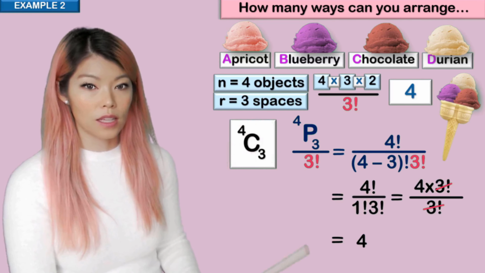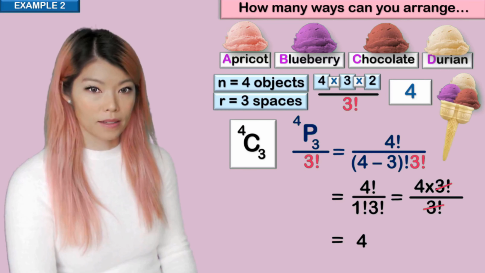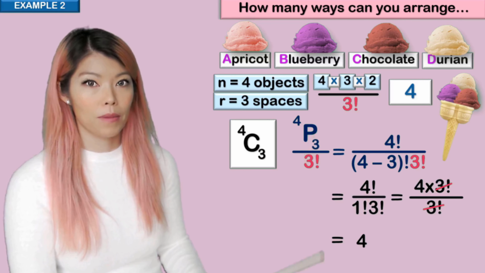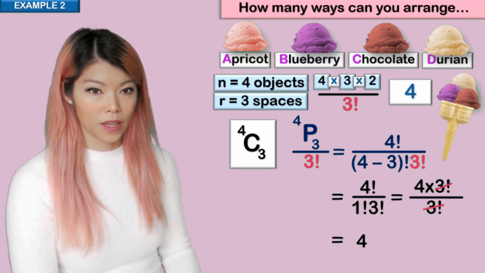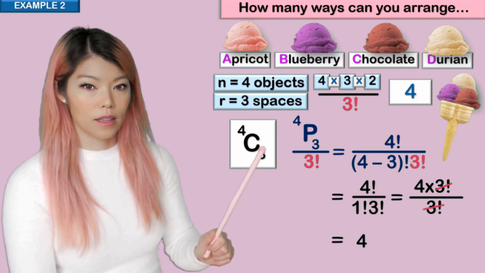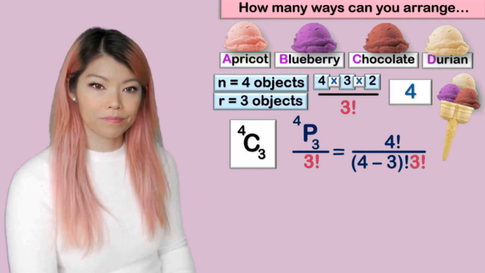So C is when the order doesn't matter. P is when the order matters. So to obtain C, we do 4P3 divided by the number of spaces factorial. And the formula looks very similar, but now we have an extra r factorial, or spaces factorial, at the bottom.